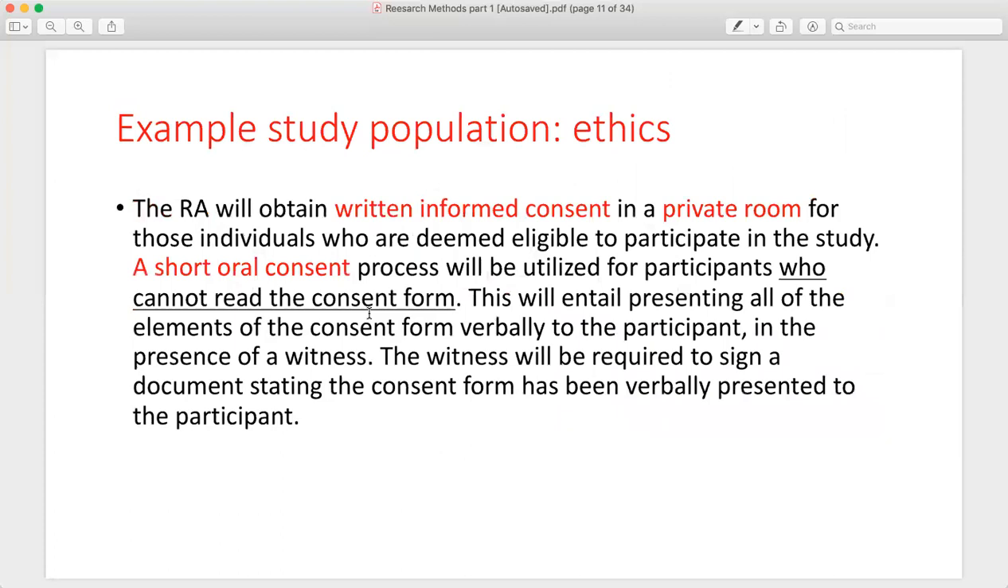In terms of ethics, we would also mention very clearly how the ethical standards are maintained. So here we have said that the RA will obtain written informed consent in a private room for those individuals who are deemed eligible to participate in the study. And a short oral consent process will be utilized for participants who cannot read the consent form. So it is also very important to specify how you will guarantee the safety or ethical considerations for those people who are not able to read and write.